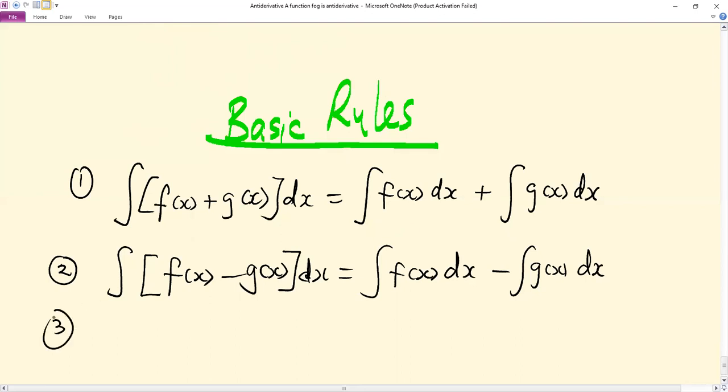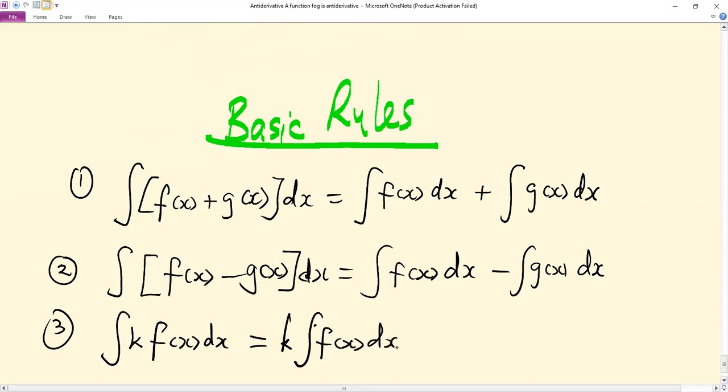Number 3, the integral of a constant times a function f of x with respect to x is the same as you factor out the constant, then carry out integration of the function with respect to x. So those are some of the basic tricks that you can use to simplify indefinite integrals when you're applying the power rule, and even other rules when you have a sum, a difference, or a constant times a function.